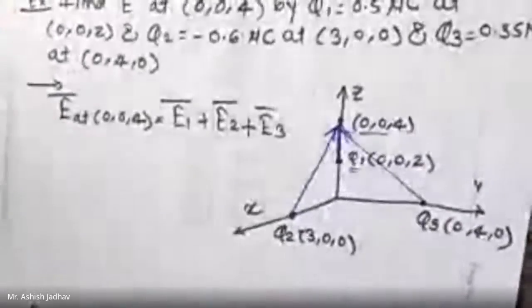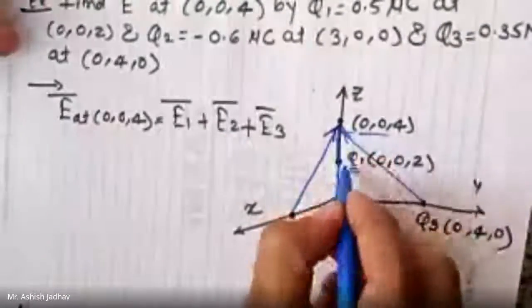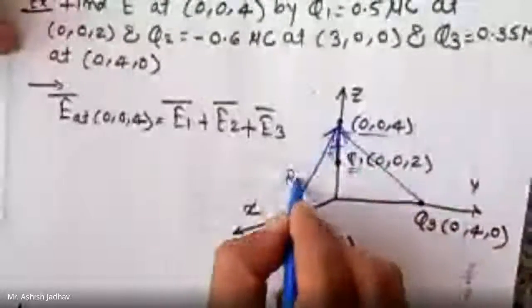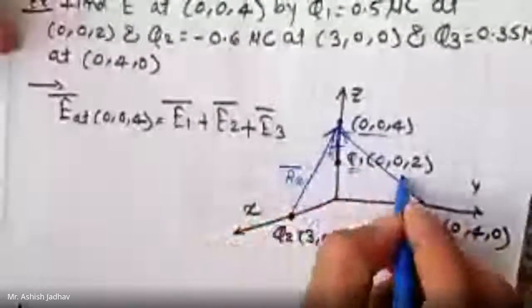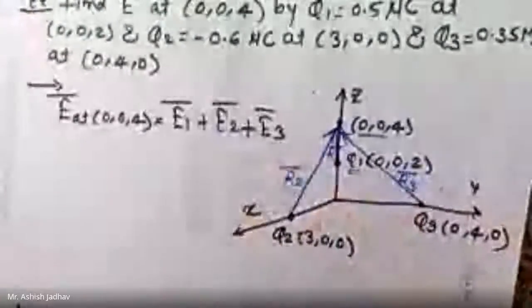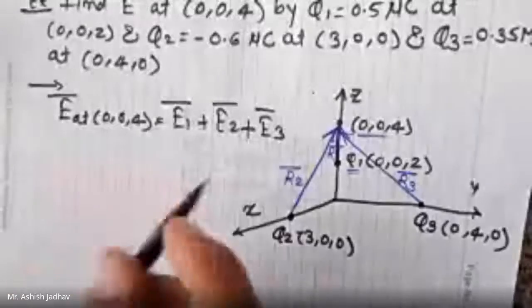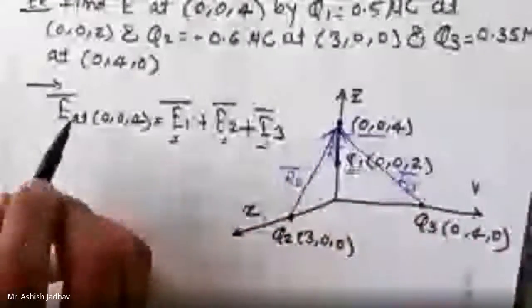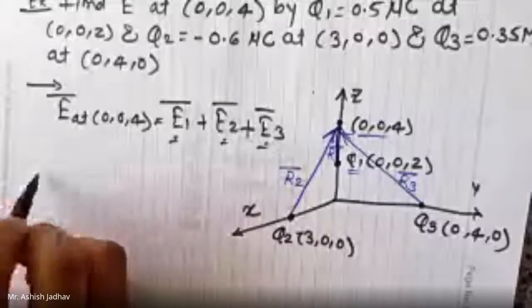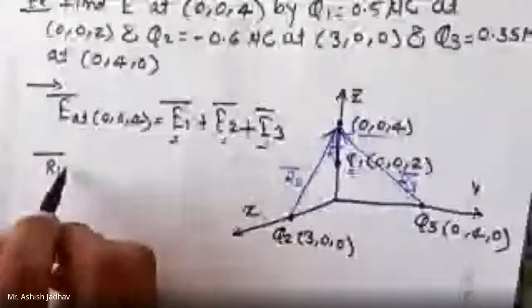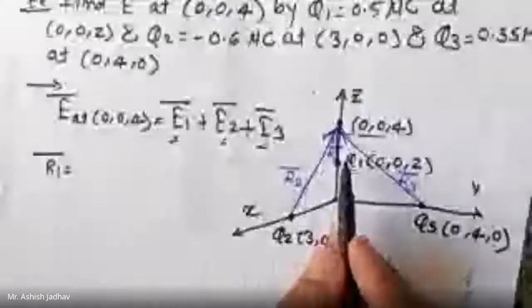For that, let us assume the vector R1 bar, this is R2 bar, and this is R3 bar. So we have to calculate all those vectors individually, right? So that we will be able to find E1, E2 and E3, right? So let us find out R1 first. So vector R1 is equal to, what coordinates do we have for R1?